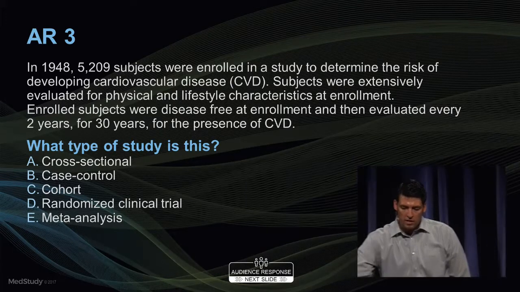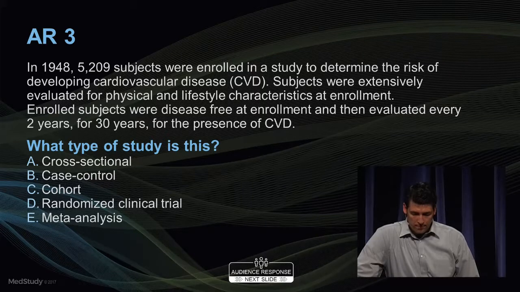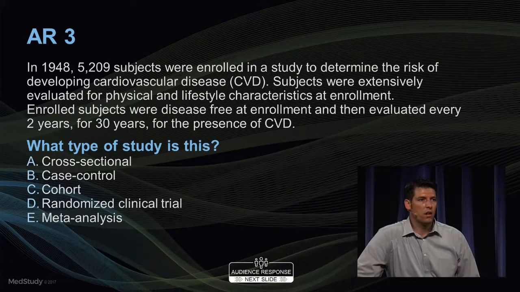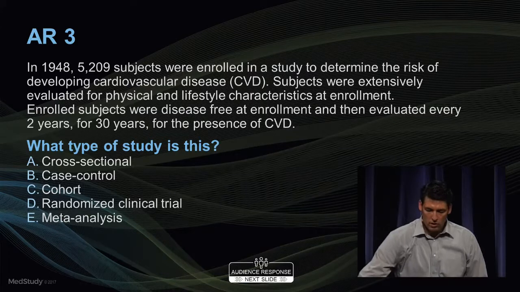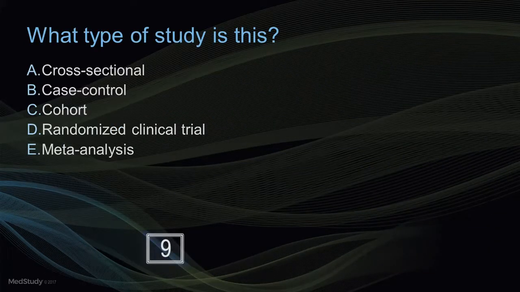Subjects were extensively evaluated for physical and lifestyle characteristics at enrollment. Enrolled subjects were disease-free at enrollment and then evaluated every 2 years for 30 years for the presence of cardiovascular disease. What type of study is this? Cross-sectional, case control, cohort, RCT, or meta-analysis?